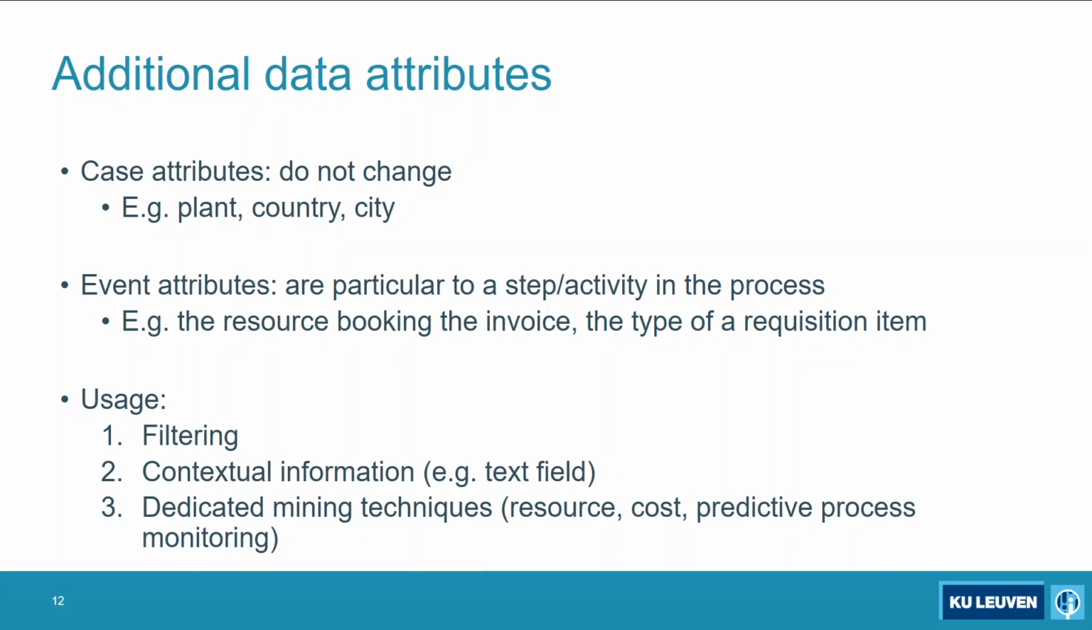We also have event attributes in an event log. And those are typically features that are particular to a given event, and they can also change over time, at least insofar as you record these event attributes for multiple events in a case. So usage is typically for filtering purposes, and contextual information is also often a reason to include these additional data attributes in your analysis. And then we have a large set of dedicated mining techniques. For instance, techniques focusing on a resource perspective, on costs, also in predictive process monitoring, of course. Also there you see that these additional data attributes increase in importance, because only working with the activities, the timestamps, and the case IDs is somewhat limiting as well.